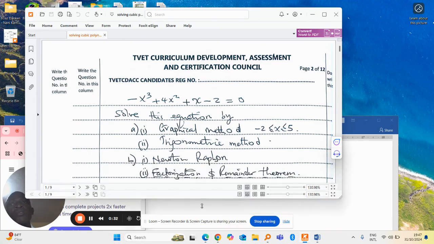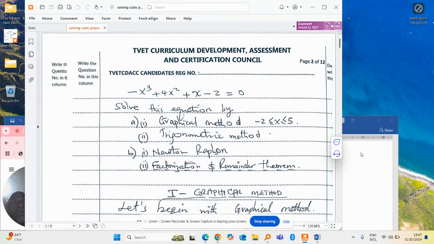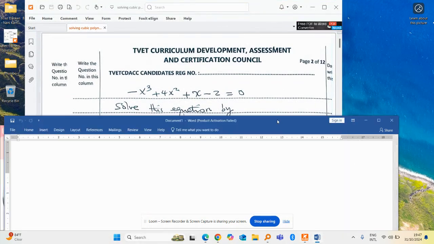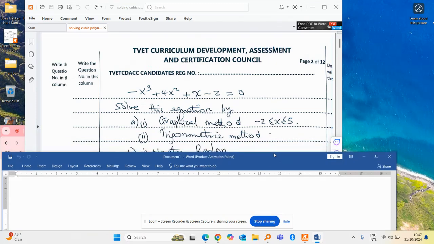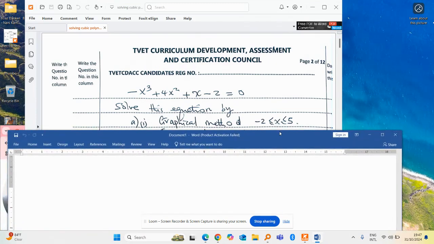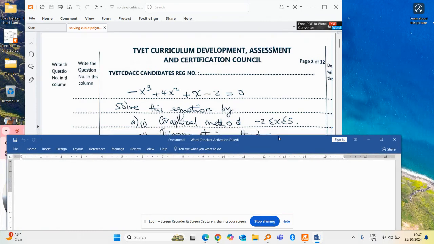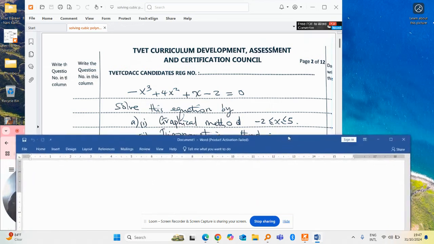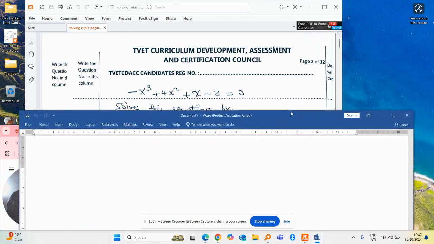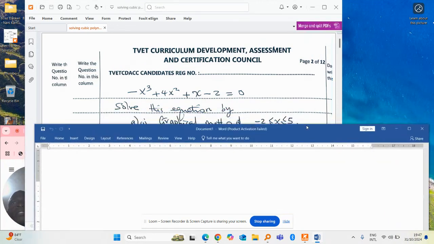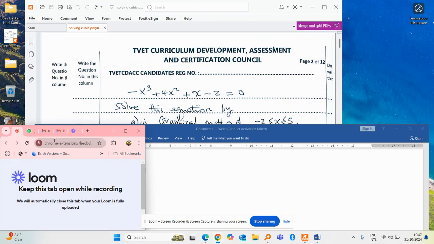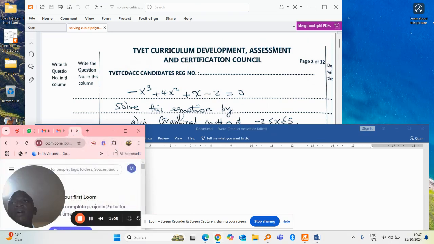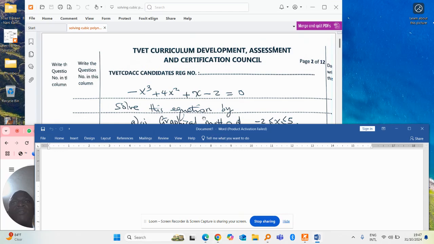Some of the methods we're going to be looking at include the graphical method, the trigonometric method, the Newton Raphson method, and the factorization method. And I will say here now that whatever method you use, you must get the same answer to the problem that you have.